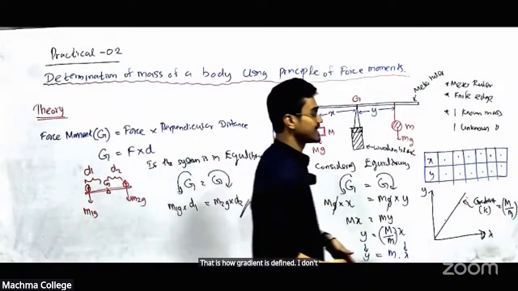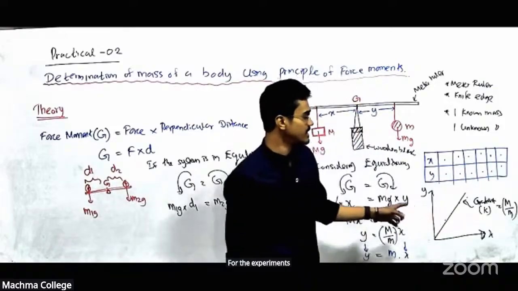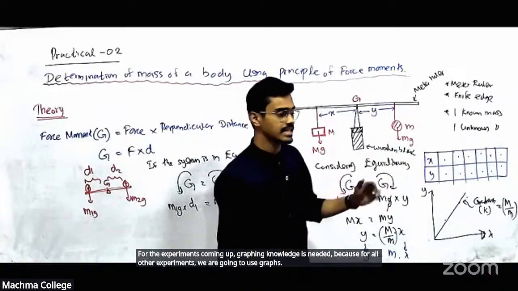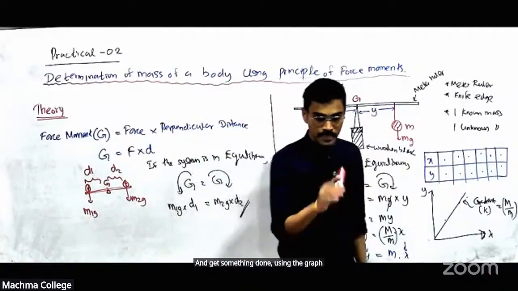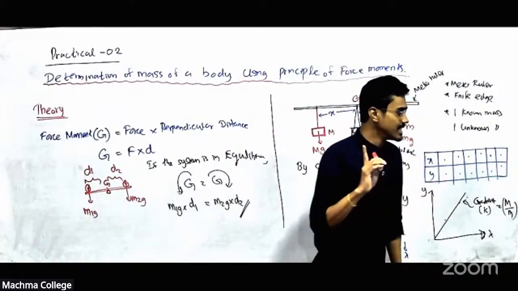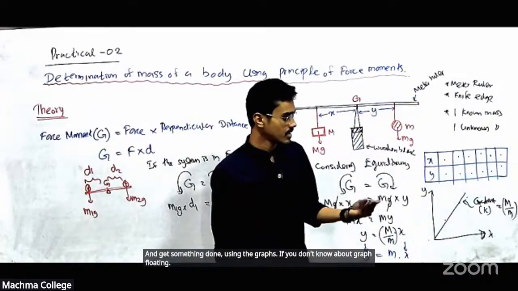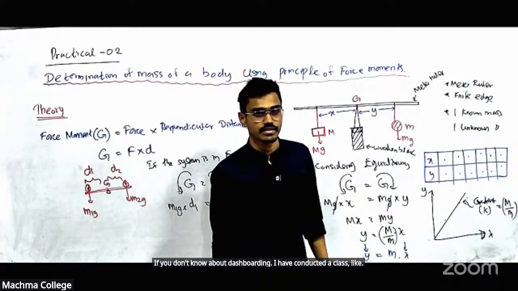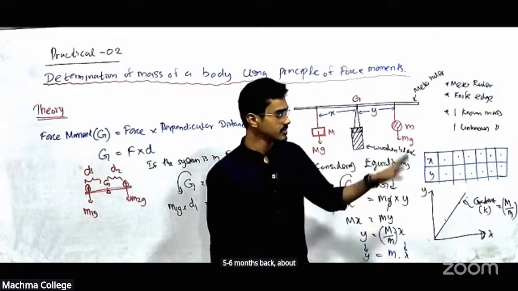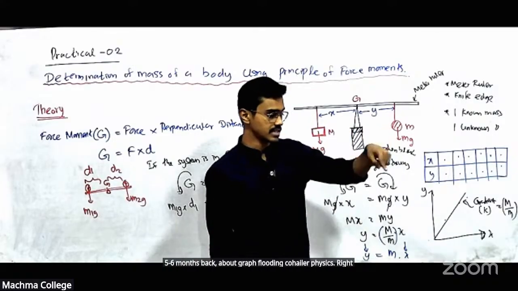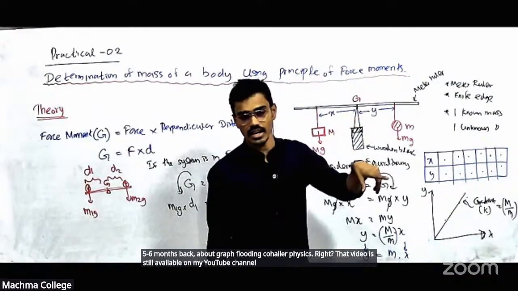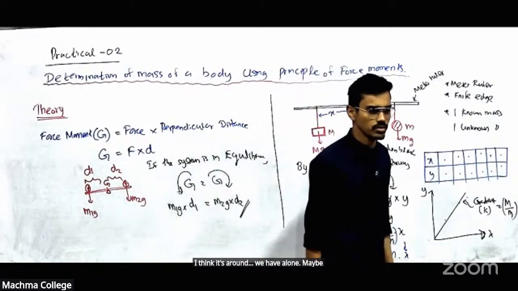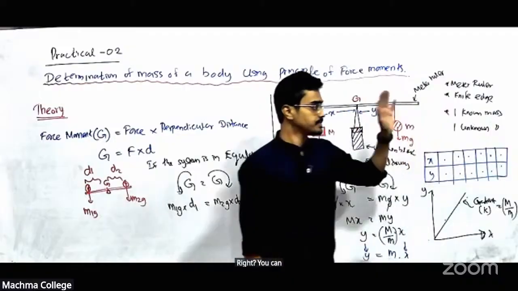And for the experiments coming up, graphing knowledge is needed, because for all other experiments we are going to use graphs and get something done using the graphs. If you don't know about graph plotting, I conducted a class 5-6 months back about graph plotting for A-level physics. That video is still available on my YouTube channel. It is around 2.5 to 3 hours long. You can go there and check everything out.